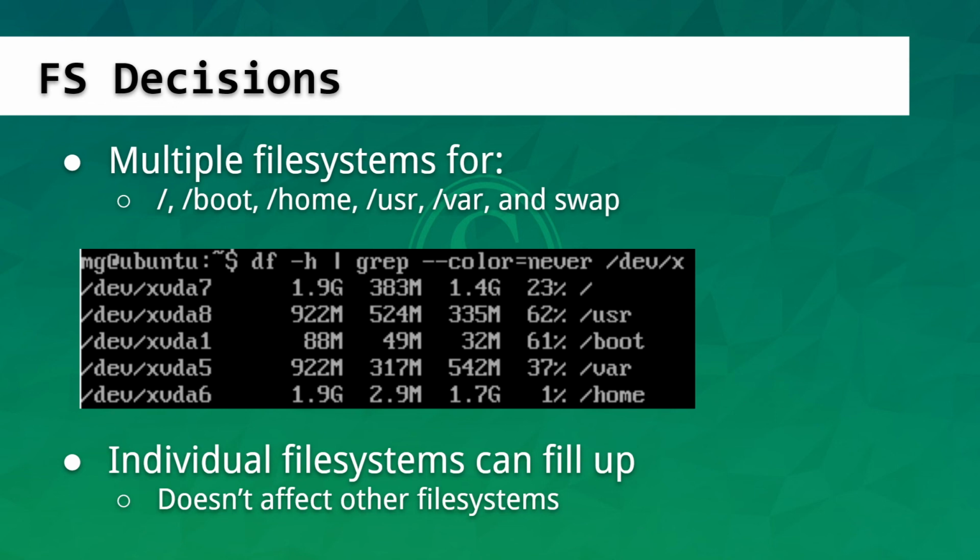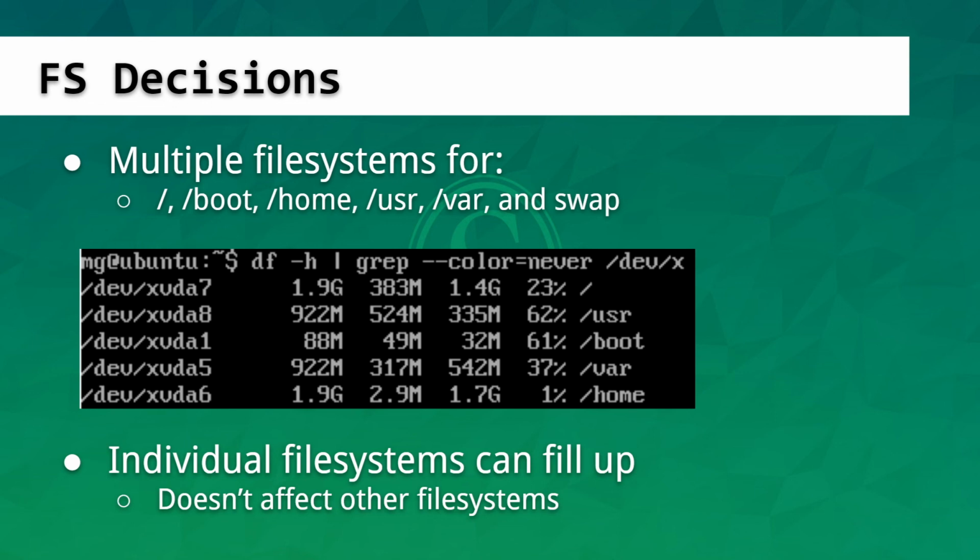So the cool thing about this is, while it does take a little bit of doing to set up, the individual file systems can fill up, and it doesn't affect other file systems, right? So as long as the root file system doesn't fill up, every other file system can fill up, and I could still log in and I can still do my job cleaning it up and everything. Which is really, really convenient, especially that home directory.